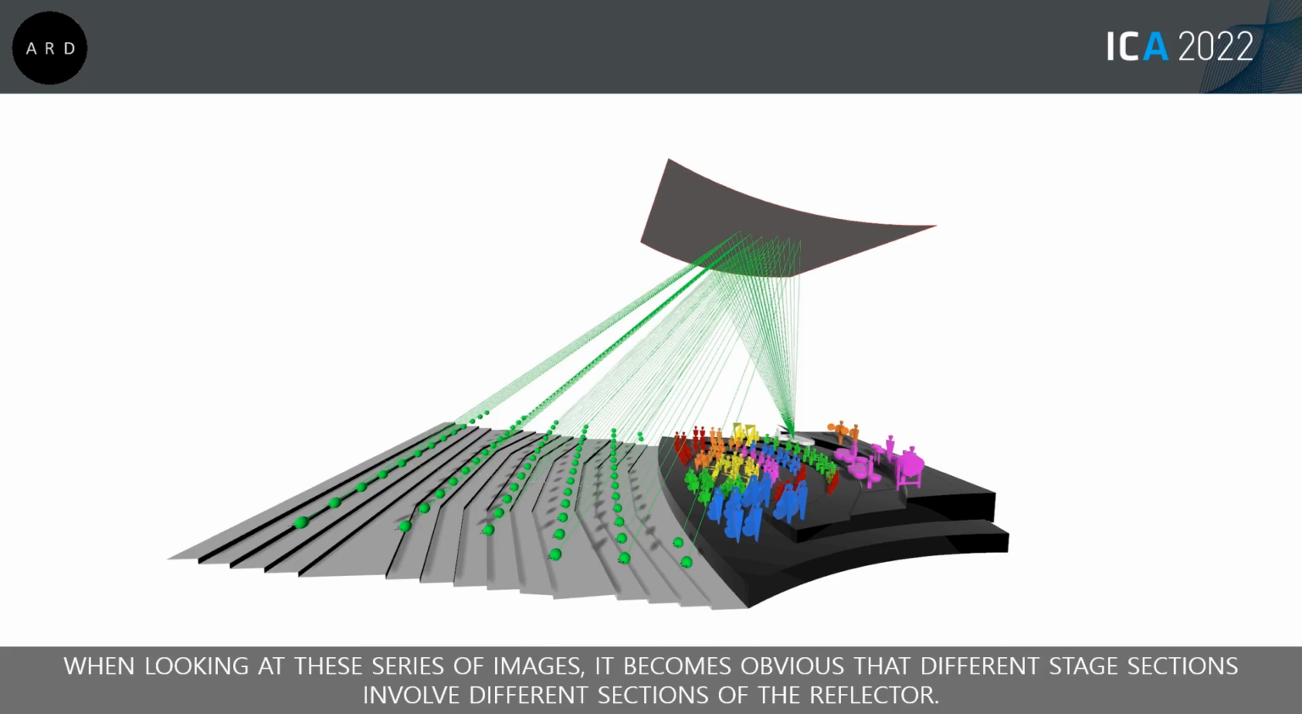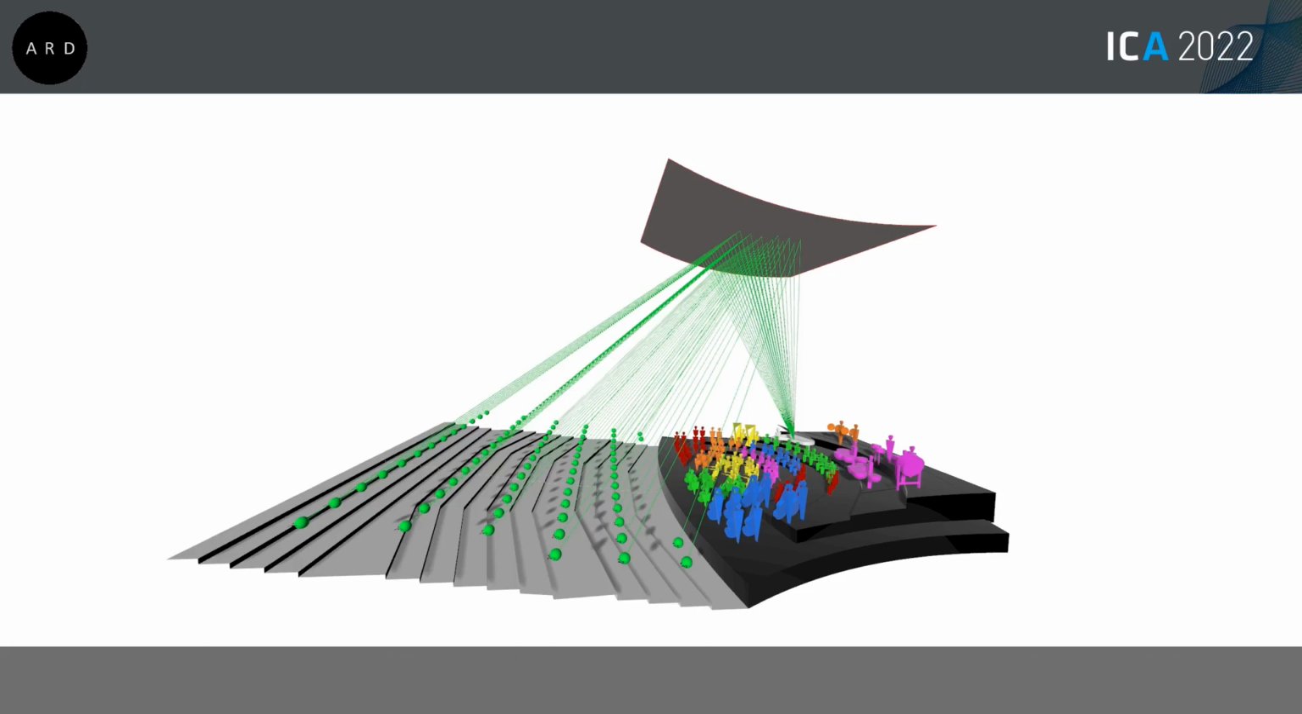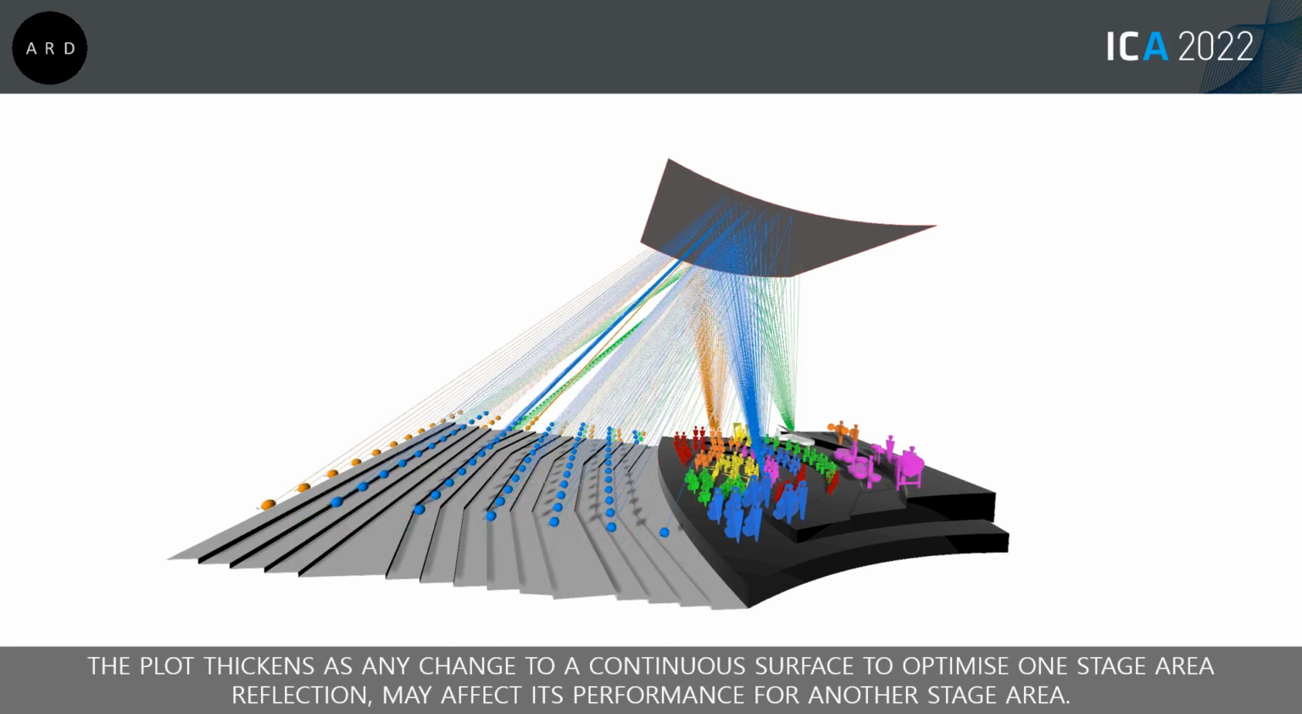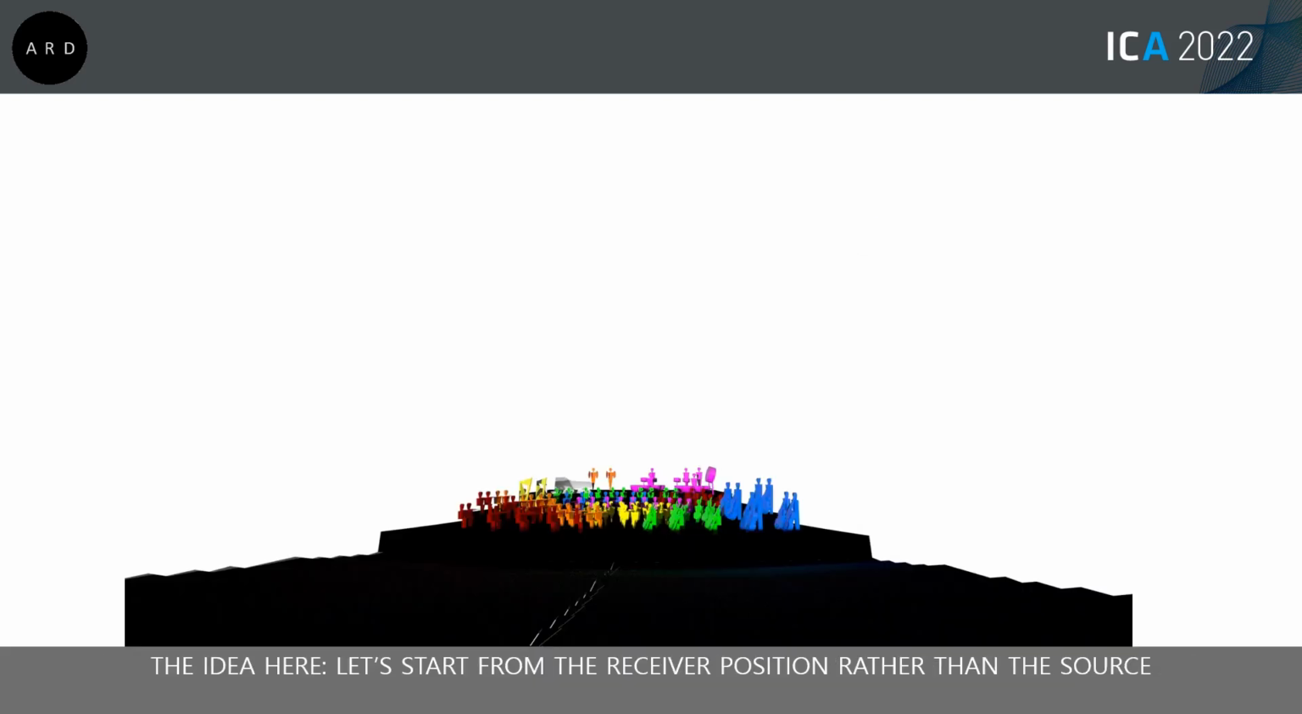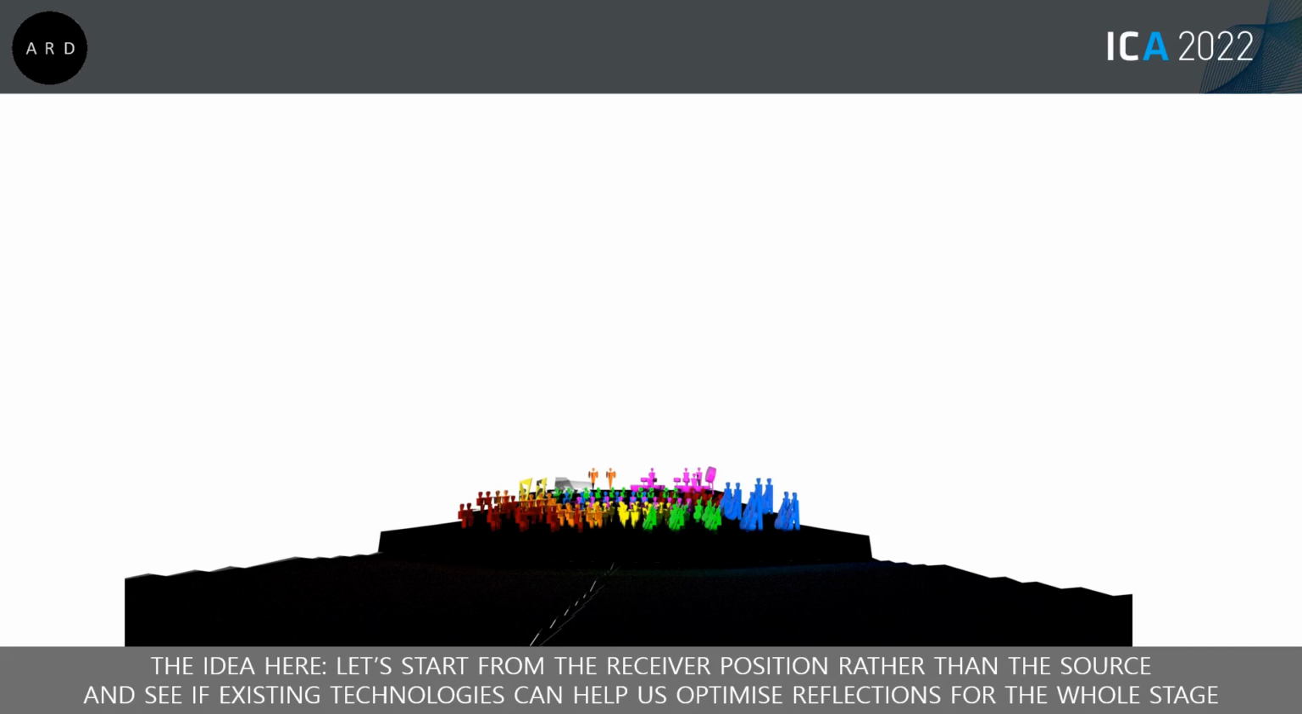When looking at this series of images, it becomes obvious that different stage sections involve different sections of the reflectors. So the plot thickens, as one change to a continuous surface to optimize one stage area reflection may actually affect its performance for another stage area. The idea here now is to start from the receiver position rather than the source and see if the existing technology can help us optimize reflections for the whole stage.